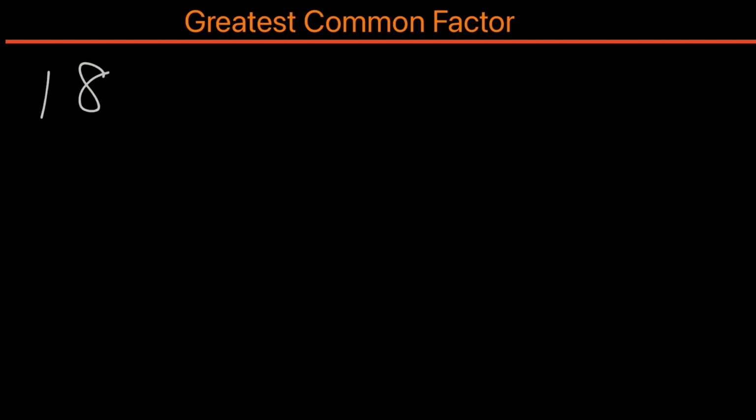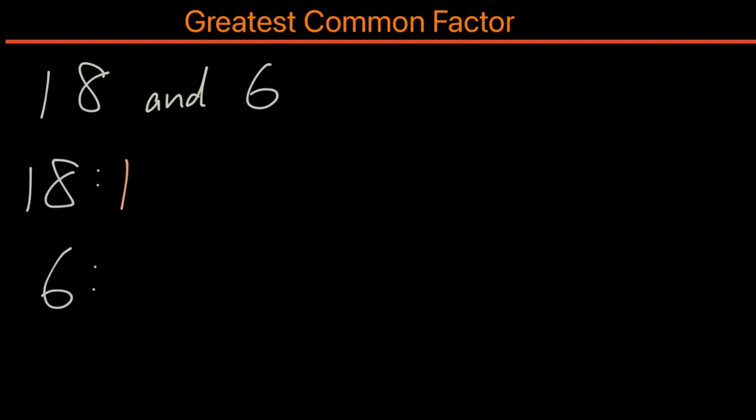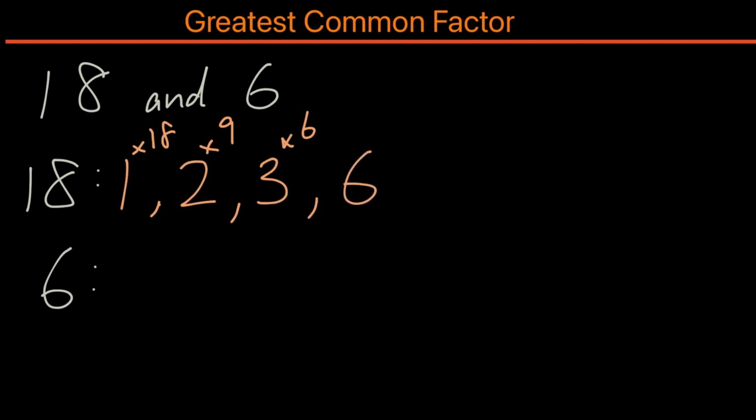Now what about this one? To go through the same process, we're going to find the factor lists. Starting with 18, we have 1, 2 times 9, 3 is 3 times 6, 4 doesn't work, 5 doesn't work, 6 times 3. Next is 9 because 9 times 2. And lastly, 18 is 18 times 1.